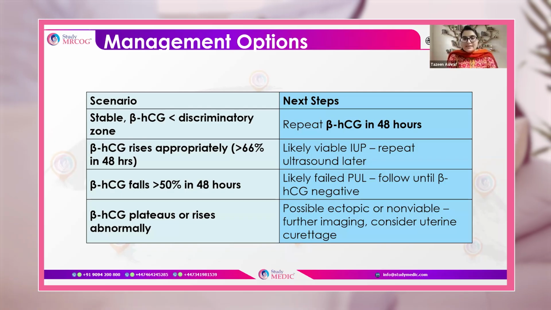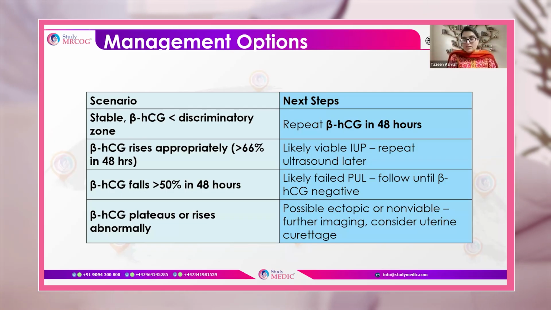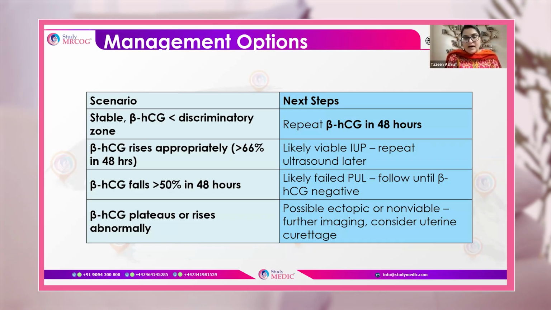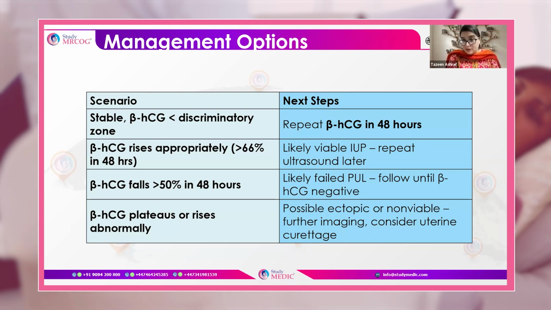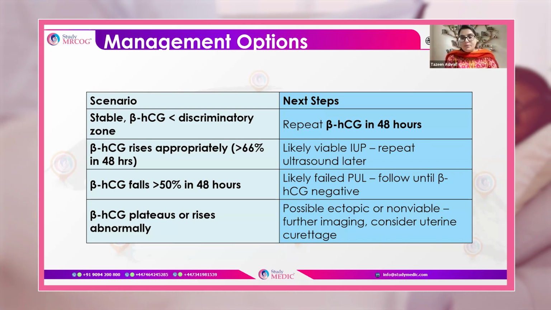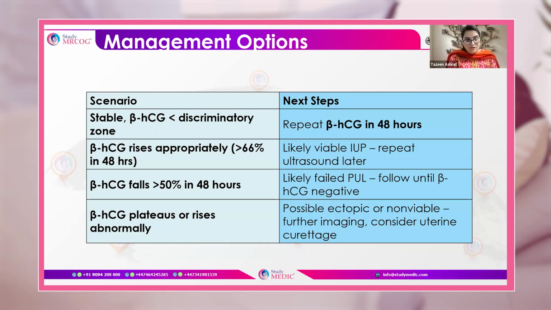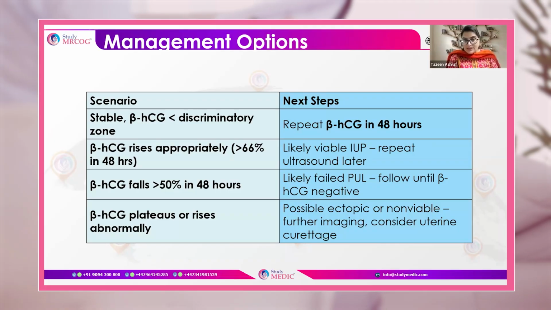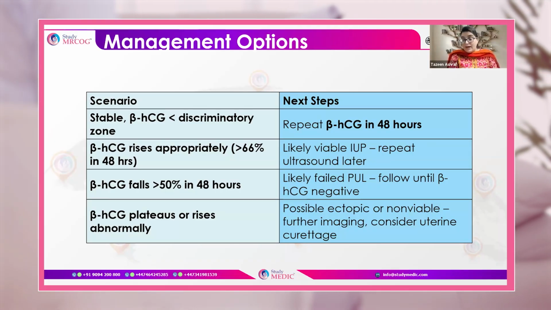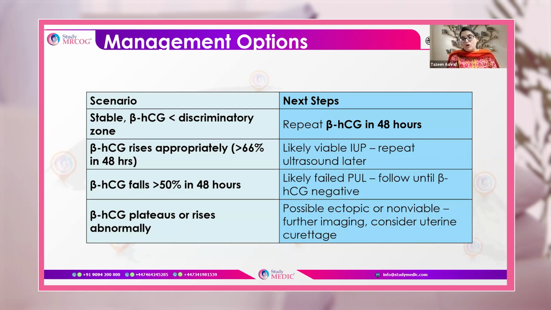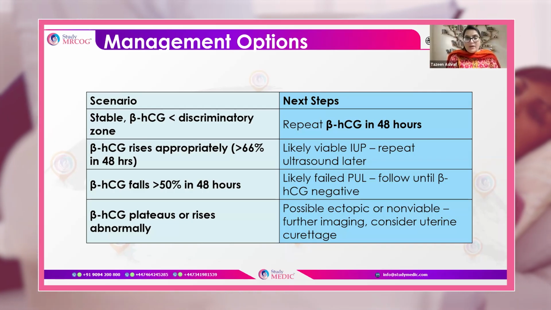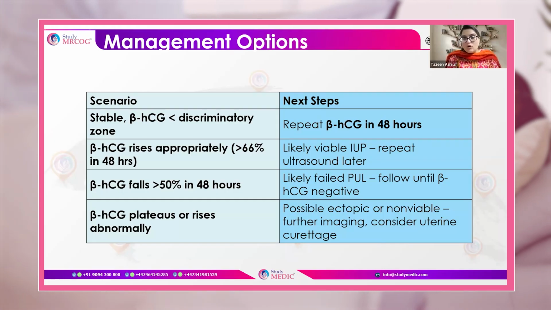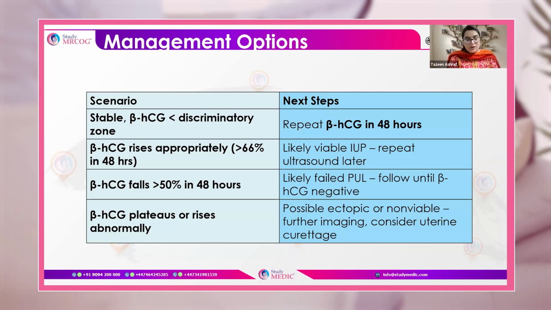So we always see the trend of beta HCG, which we have to follow. Okay, if the beta HCG levels are rising and it is more than 66%, this can be intrauterine pregnancy, and we need to repeat the ultrasound scan. If the beta HCG level falls by more than 50% in 48 hours, this can be failed pregnancy of unknown location. We need to follow until beta HCG gets negative. And if beta HCG plateaus or rises abnormally, possible ectopic or non-viable, further imaging, consider uterine curettage.